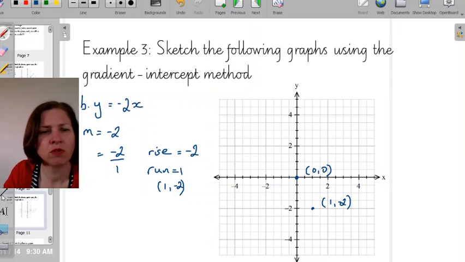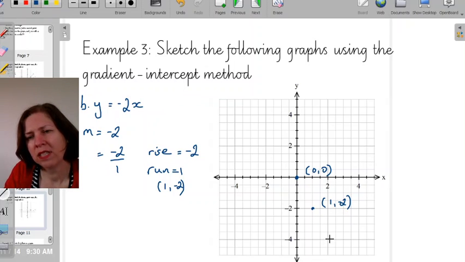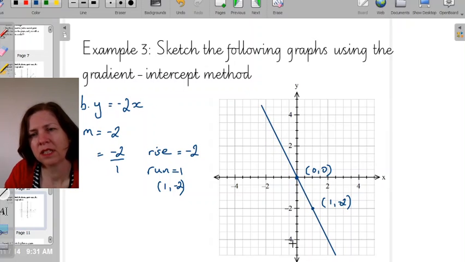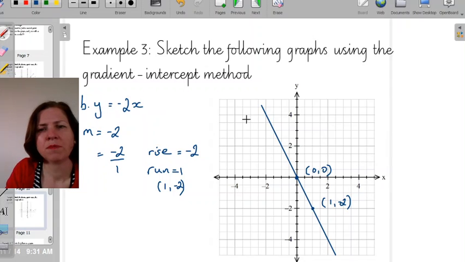All right, let's join it all with a line. And once I've done that, I'm going to point out a couple of things for you about this graph. Okay, that'll do. Put some arrows on it.